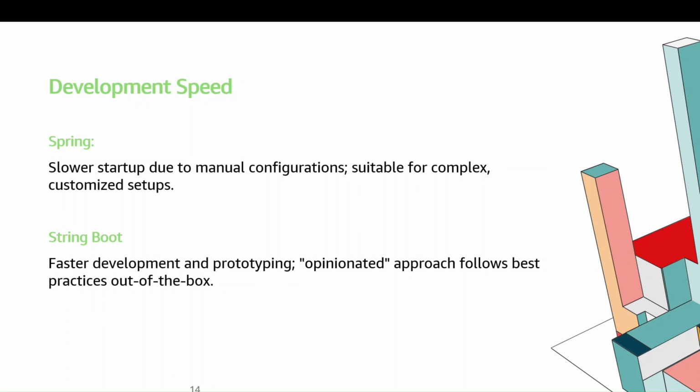Development speed. In Spring, we need to configure all the jars, dependencies, and everything manually. So it takes time. Configuration takes time. But in Spring Boot, when you create the application, add the starters or dependencies, and then configure the application properties, you can straight away develop the application. So application development time is faster in Spring Boot. It is slow in Spring, and in Spring you also need to configure a lot of other things. So Spring Boot is much better.